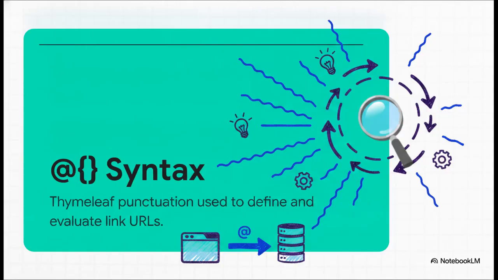But wait, we can't just throw normal text inside that new attribute. Notice the specific punctuation here, the @ symbol immediately followed by open and closed curly braces. In Thymeleaf, this @ symbol and curly brace syntax acts as the essential container for our URL. It literally screams to the Thymeleaf engine, everything inside these braces is a link expression that needs to be evaluated right now. It is the absolute foundation of everything we're about to build.